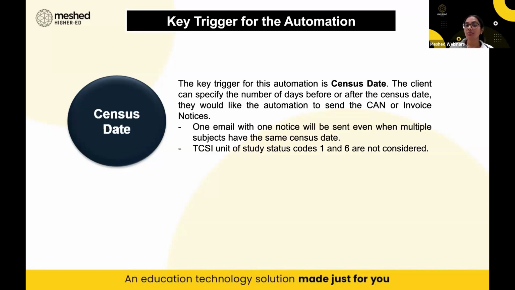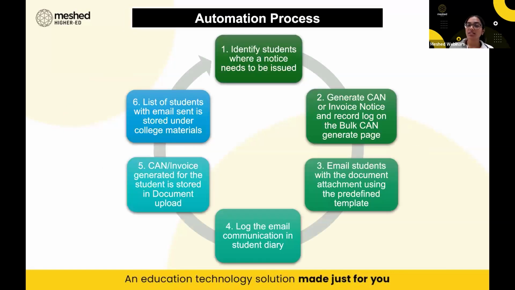Now that we've understood the documents, the overall process of automation, as well as the key trigger for the automation, let's look at the automation process breakdown step by step and understand how the automation actually works in the mesh system. So I've divided the process into 6 broad steps, and in the upcoming slides, we'll try and understand in detail what each step means.